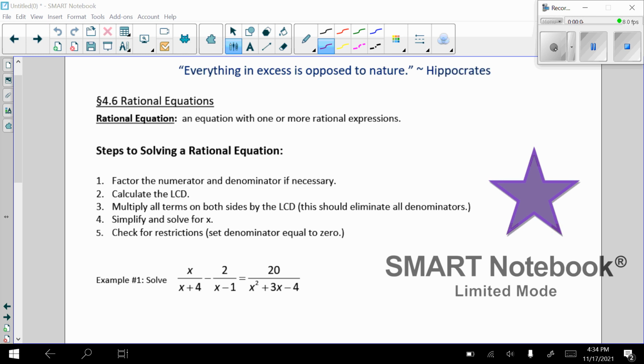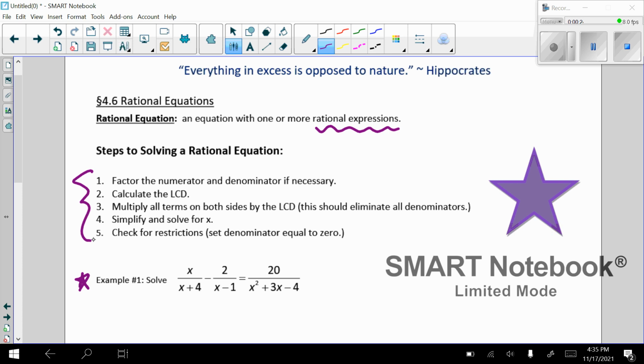Everyone, what we're going to be working on today is how to solve rational equations. A rational equation is basically an equation that has one or more rational expressions. So obviously this is an example right here. So the steps to solving a rational equation are listed out right here.